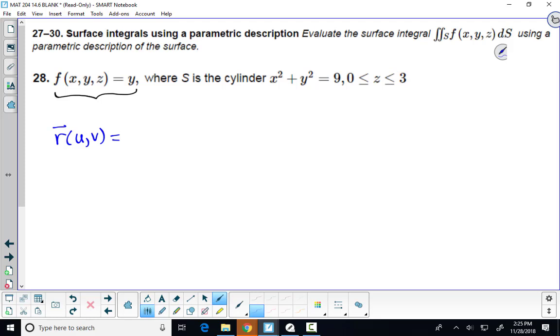So this cylinder is a vertical cylinder. So z is the easy variable. Z goes 0 to 3. We'll let that be v. That's going to go 0 to 3. And then that's a circle of radius 3. So this is going to be 3 cosine u, 3 sine u.